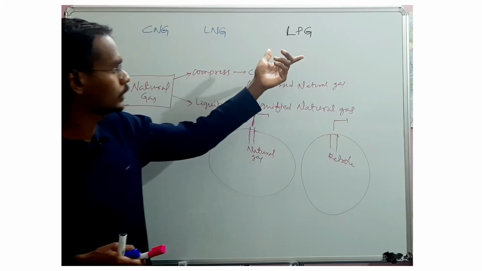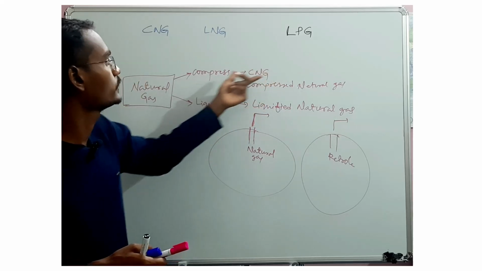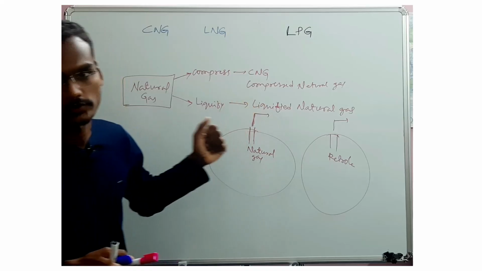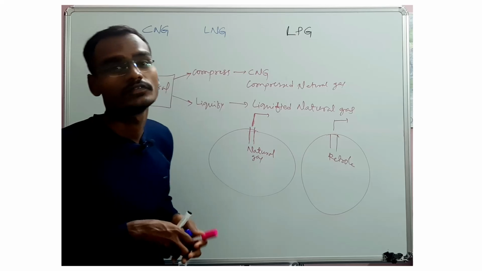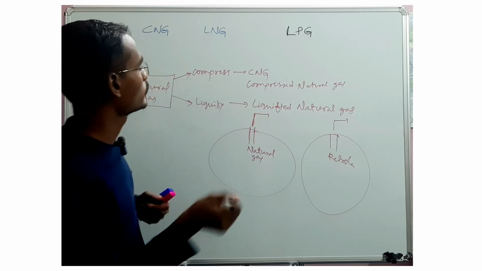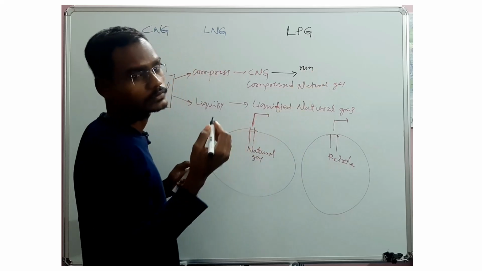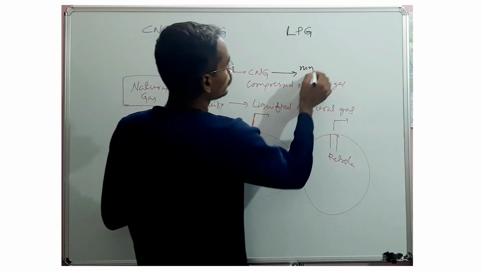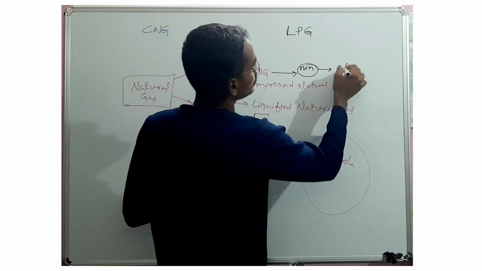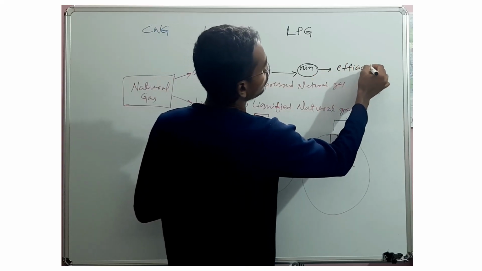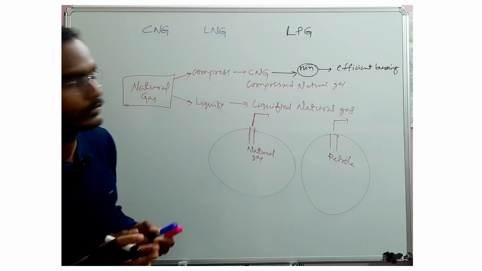Before we jump to explain LPG, let's know why we compress the natural gas and why we liquefy it. We compress for efficient burning, because we use natural gas to run vehicles, automobiles, auto rickshaws. To run vehicles, we use CNG. Why do we compress the natural gas? For efficient burning, not to waste any gas.